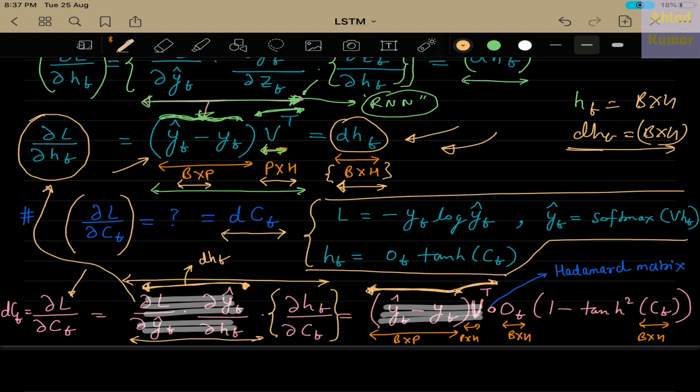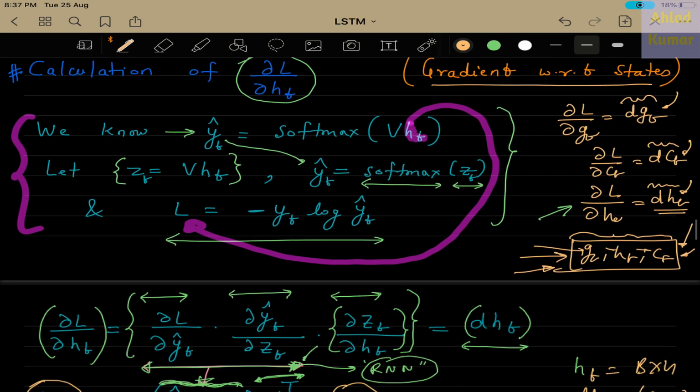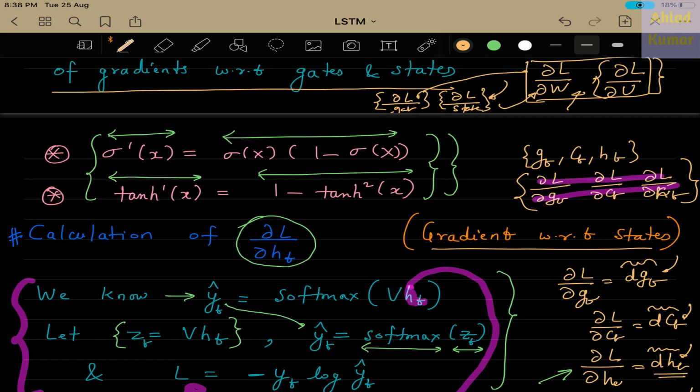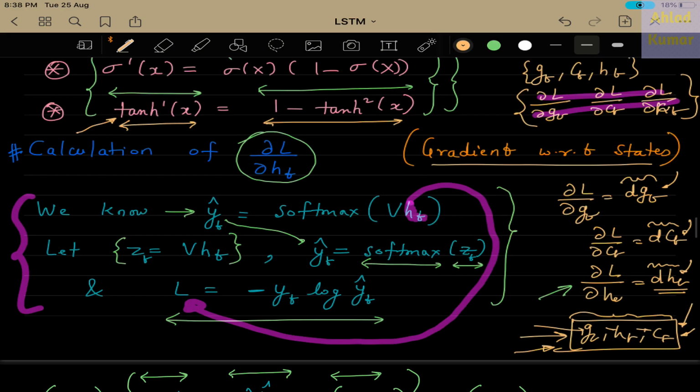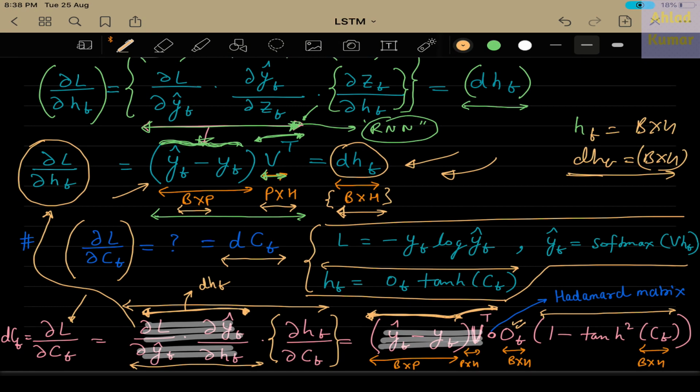How to calculate that? Focus on this equation: the derivative of HT with respect to CT will be OT times 1 minus tanh squared of CT. We make use of the fact that the derivative of tanh x is 1 minus tanh squared x. So this is the complete expression for dCT, and please note that this multiplication is the Hadamard multiplication.